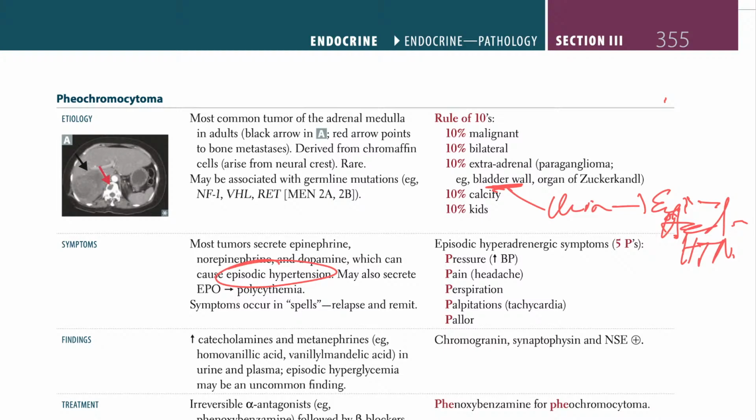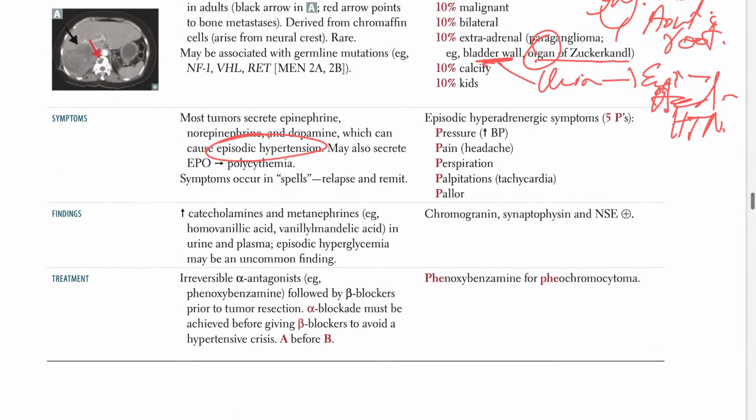And if it is in the organ of Zuckerkandl, very hard to tell, then you have it's basically at the inferior mesenteric aortic root. Where is this organ of Zuckerkandl? That's the inferior mesenteric aortic root. Okay.